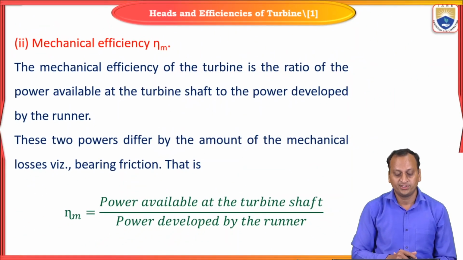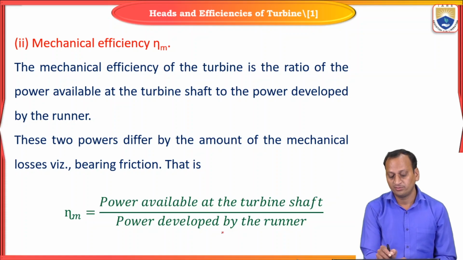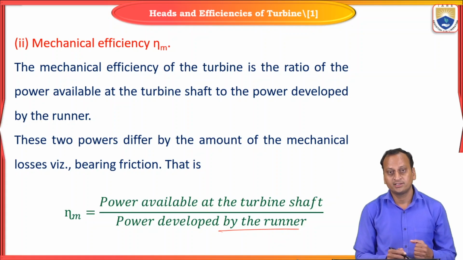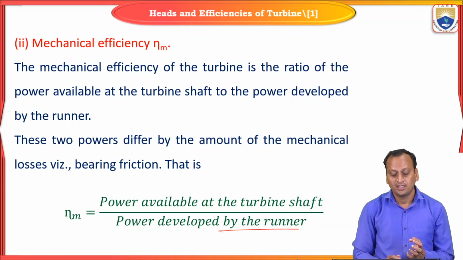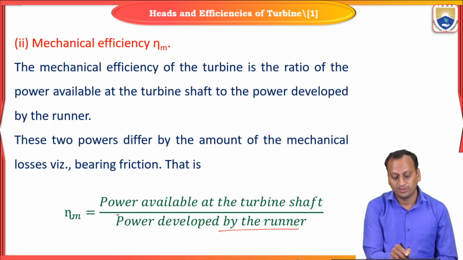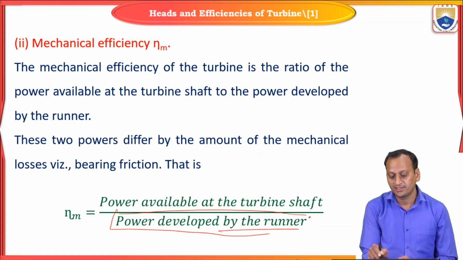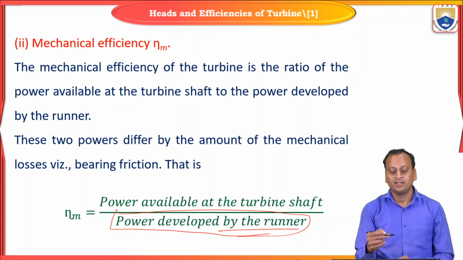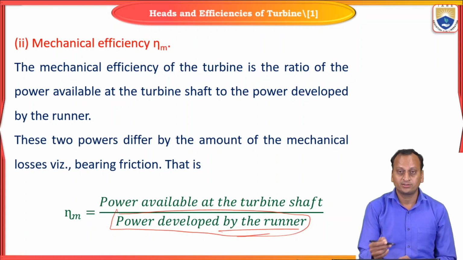Next one, mechanical efficiency. The power available at the turbine shaft to the power developed by the runner. So the power developed by the runner is due to the water. It utilizes the water energy, and it develops the power. So by utilizing the water energy only, the turbine rotor starts rotating, so it rotates the shaft also.